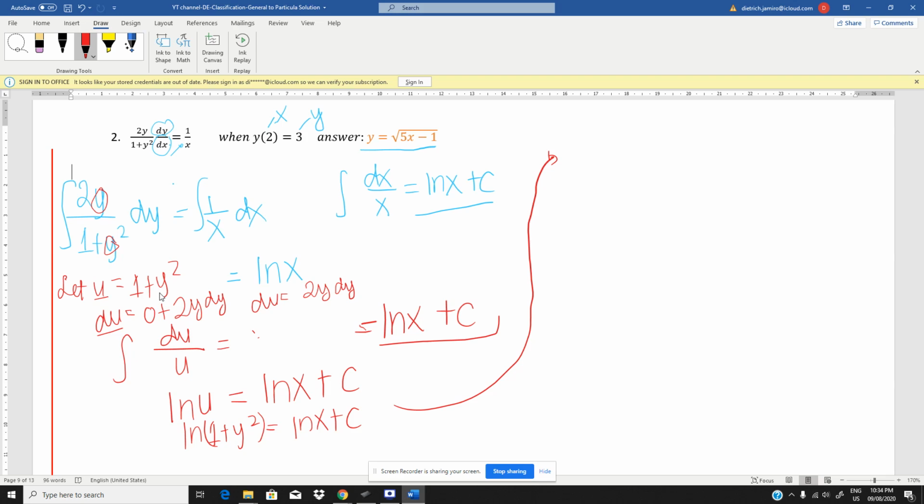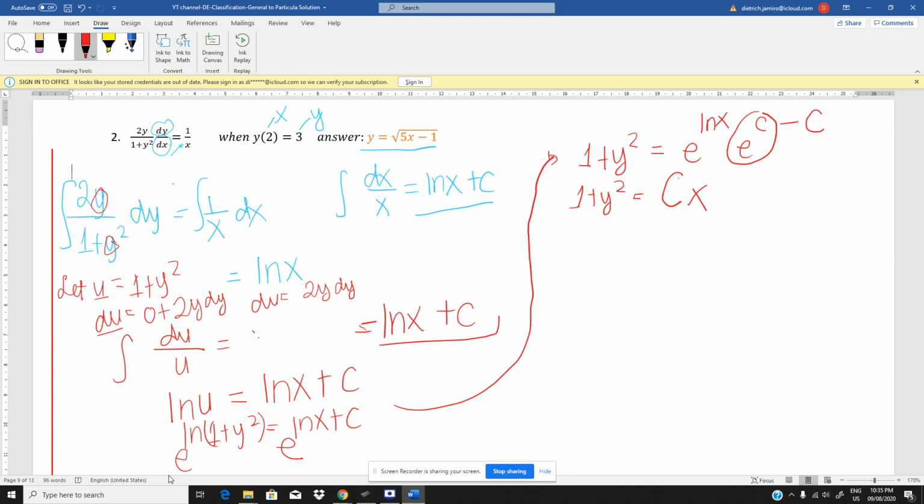So next, I'll just take the exponential of both sides first. Taking the exponential of both sides, we will have 1 plus y squared equal to e to the ln x times e to the c. This e to the c is just a constant, so I can conclude that it is also equivalent to c. So e to the ln x is just x, then e to the c is c. And then we will have 1 plus y squared equal to c over x.